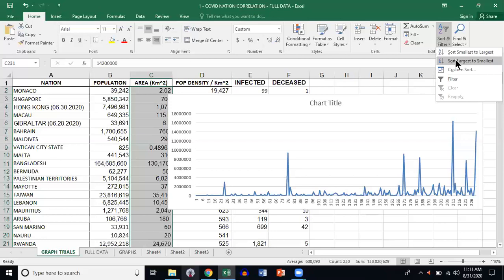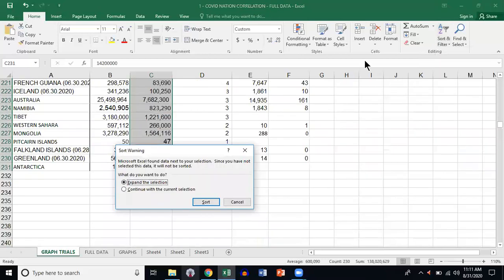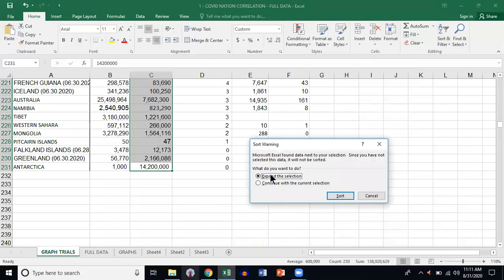Typically when we sort letters, we sort from smallest to largest, which will be A to Z. But when we sort numbers, we sort from largest to smallest, meaning the largest number, okay? And so that's the sort that we want to do. Click it and let it go. Then this little window opens up. It is asking you to expand the selection or not expand the selection.